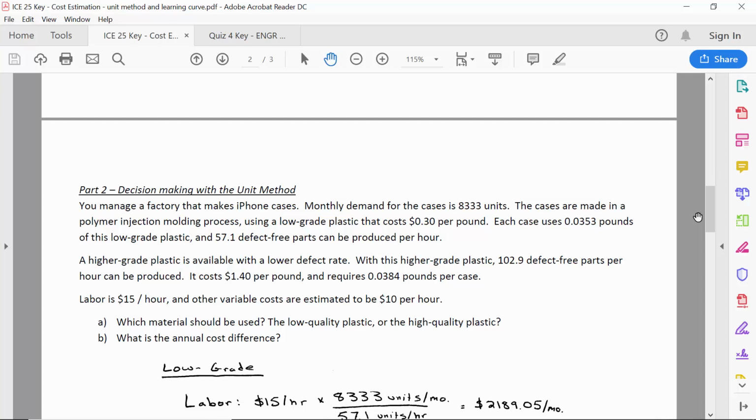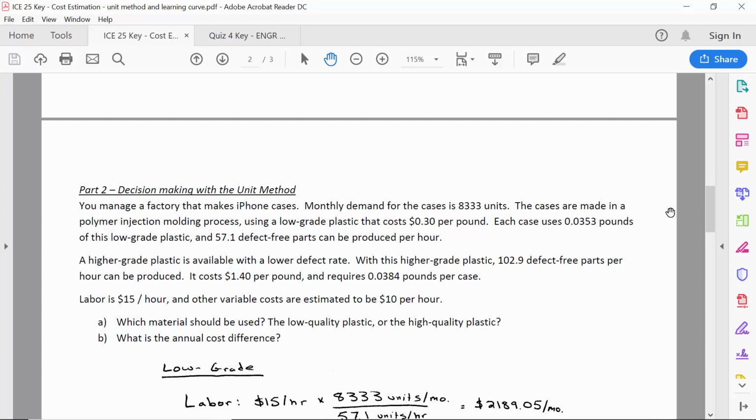Okay, so the setup of this second example is, are you going to make iPhone cases out of cheap plastic or good plastic? And which one is going to be more cost effective if you're the producer? The demand is the same regardless of whether you use the cheap plastic or good plastic. That doesn't vary. We just know we're going to sell 8,333 every month. But what varies is the cost per pound for the good versus the bad plastic, and how many parts per hour can be produced.